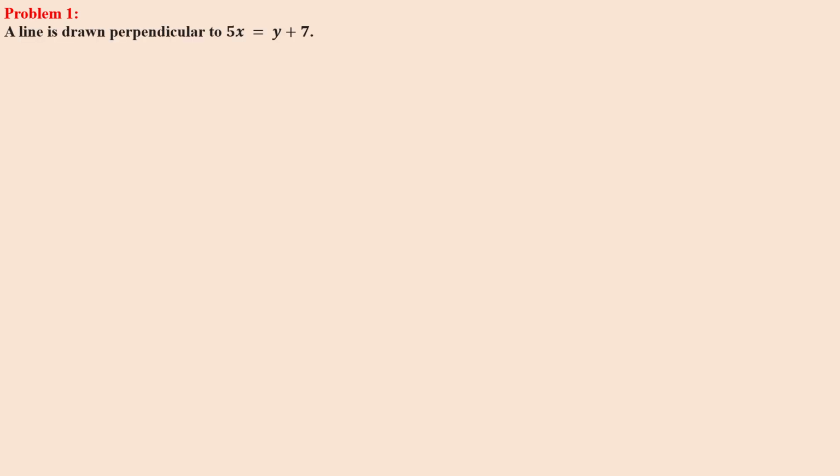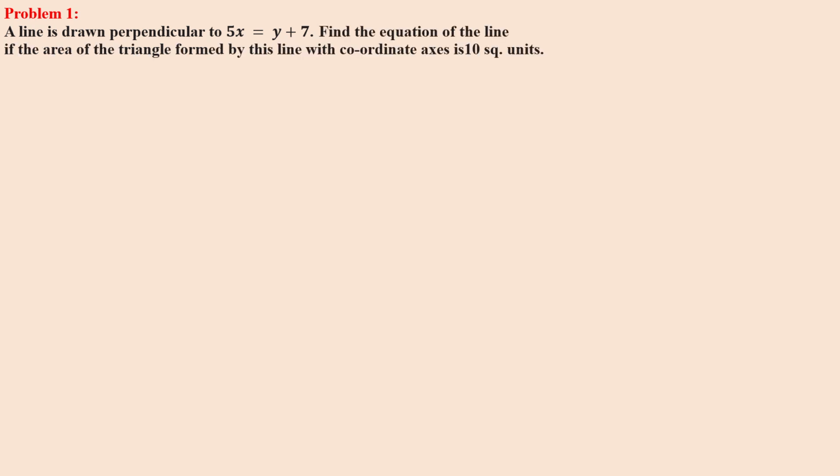First problem. A line is drawn perpendicular to 5x = y + 7. The area of the triangle formed by this line with the coordinate axes is 10 square units.